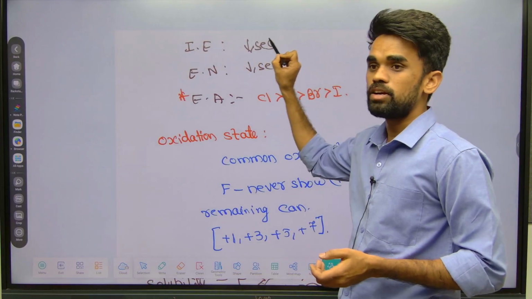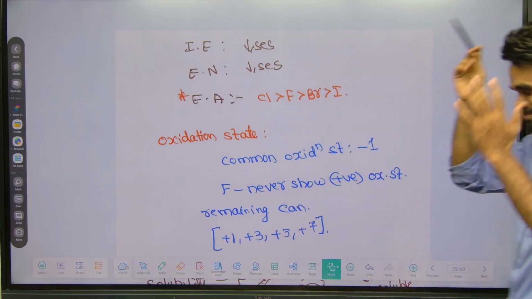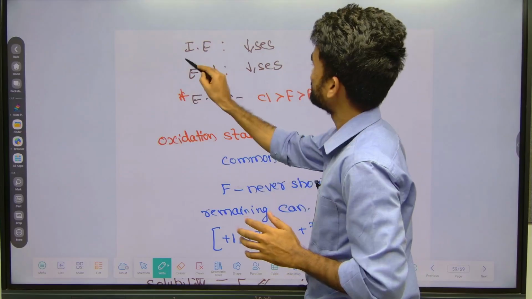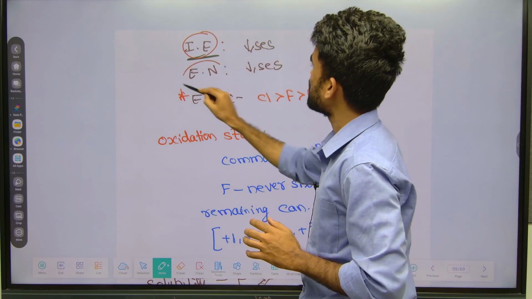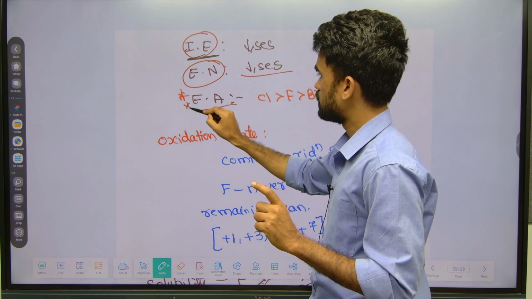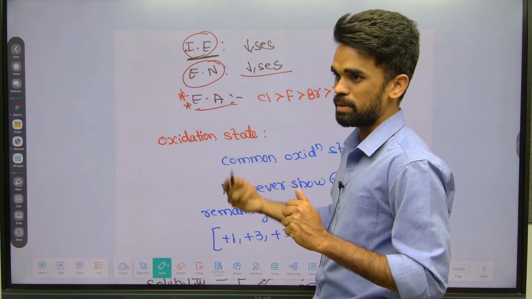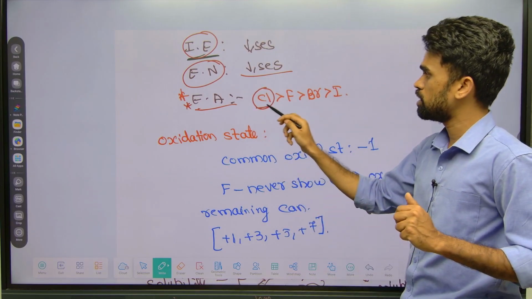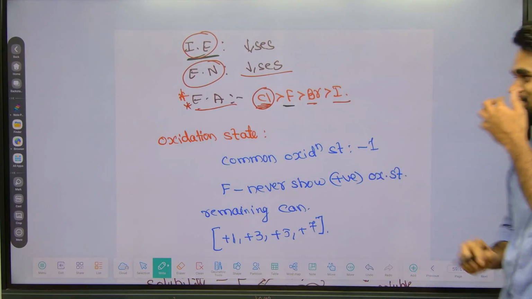Ionic radius increases down the group. Ionization energy down the group decreases. Electronegativity, electron affinity order again important. Which is the element with most electron affinity in the complete periodic table? It is chlorine only. So chlorine, next fluorine, bromine, iodine, like this.